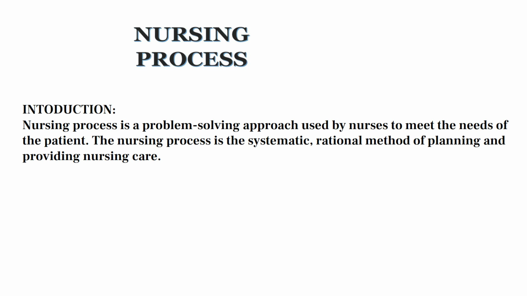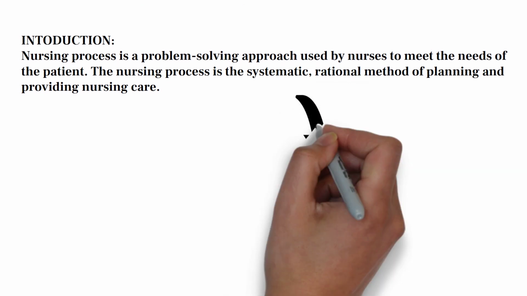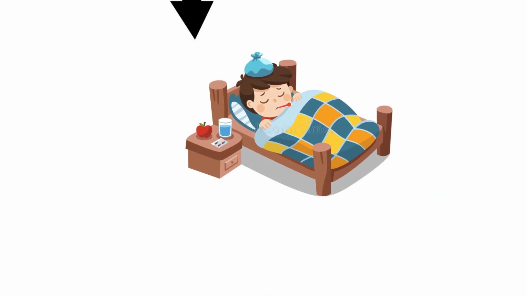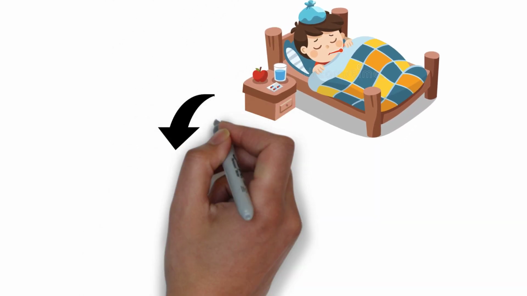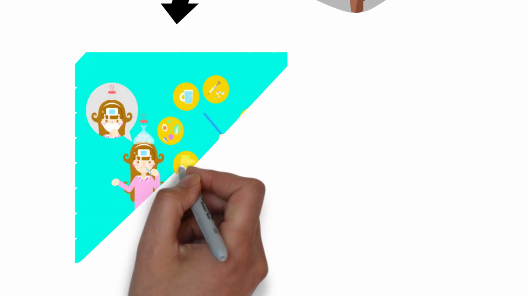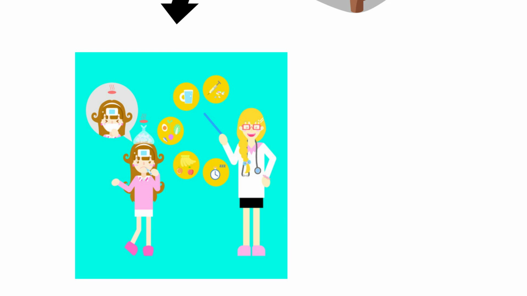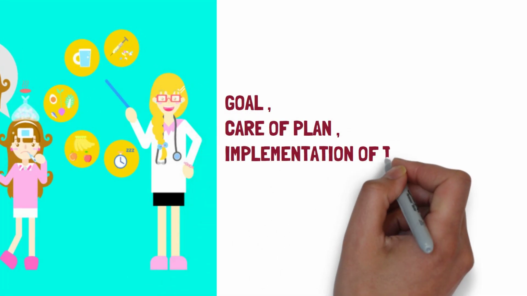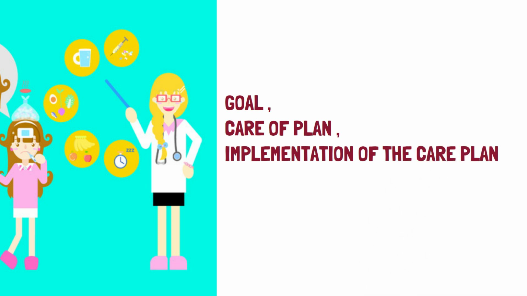That means it is a set of problem solving steps used by nurses for a patient who is having some kind of health issue or health problem. Here we can give an example of a person who is having fever. To reduce the fever, the nurse will give some care to the patient. Here, how the nurse will plan the care, what the goal of the nurse is, and how the nurse will implement the care will come under the nursing process.